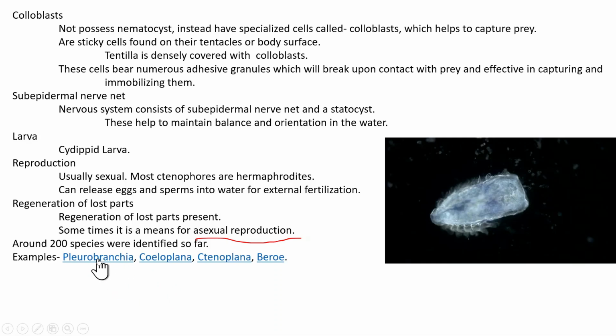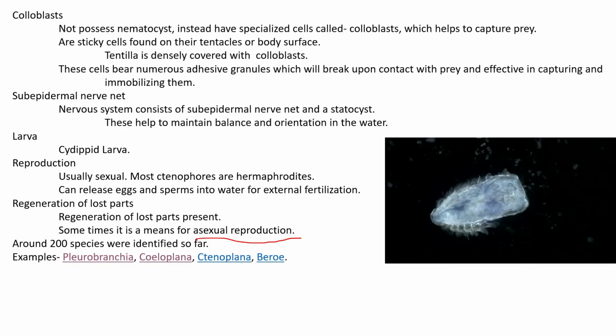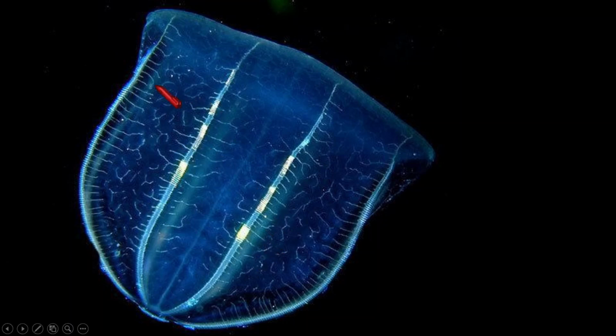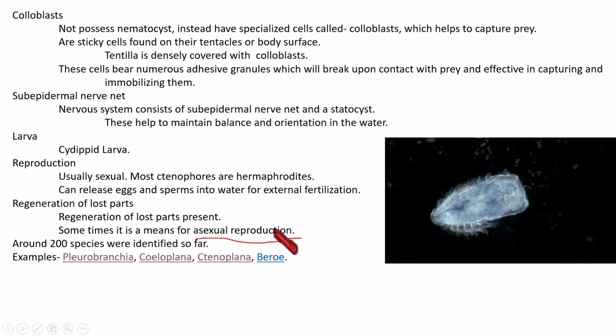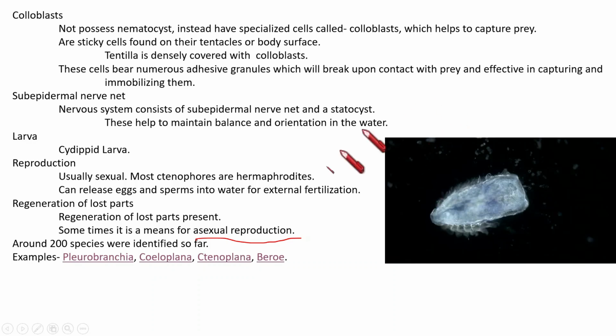Common examples are Pleurobrachia. I will show you. This is Pleurobrachia. Then Coeloplana. Coeloplana is this. That means members that come under the Ctenophora vary in their shapes. Compared with the first one, it's entirely different. Then Ctenoplana, which also has a medusa-like appearance. Then Beroe is somewhat flatworm-like, ribbon-like. To some extent we can say it is a flattened, small, short ribbon-like organism. So these are the examples.